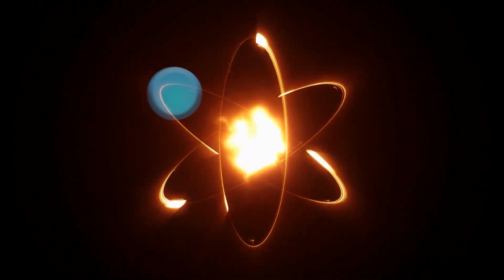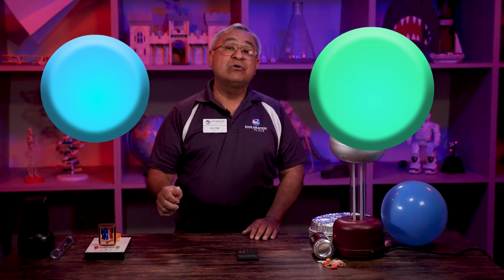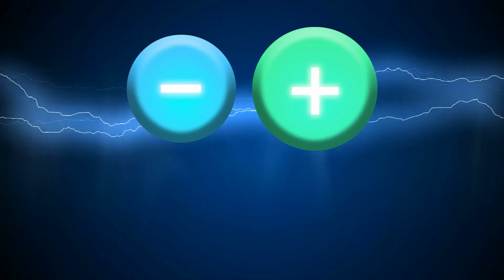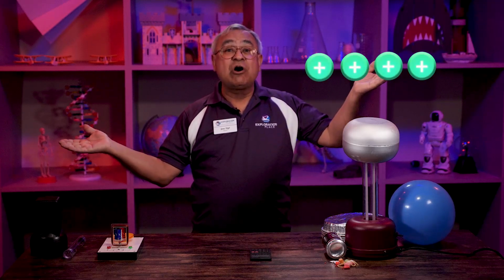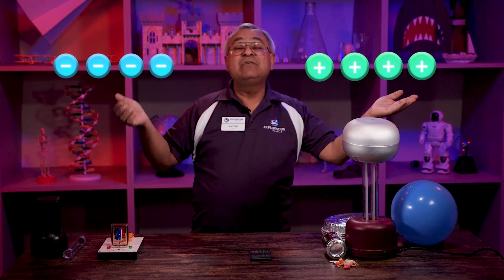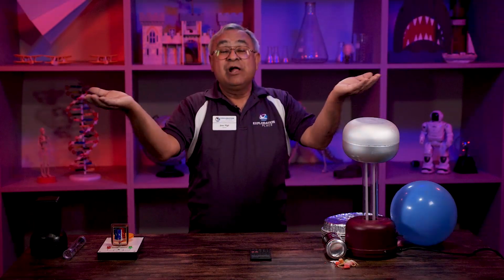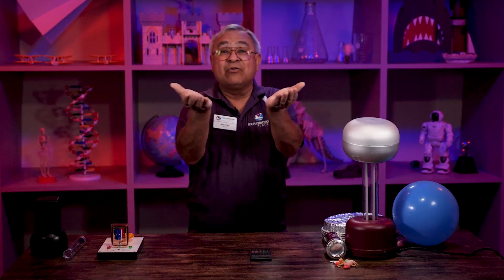All atoms have an electron and they have a proton. They are opposites. The proton is a positive charge. The electron is a negative charge. Opposite charges attract, like charges repel. Most of the time, charges are in balance. There is an equal number of positive and an equal number of negative, and those charges cancel each other out.